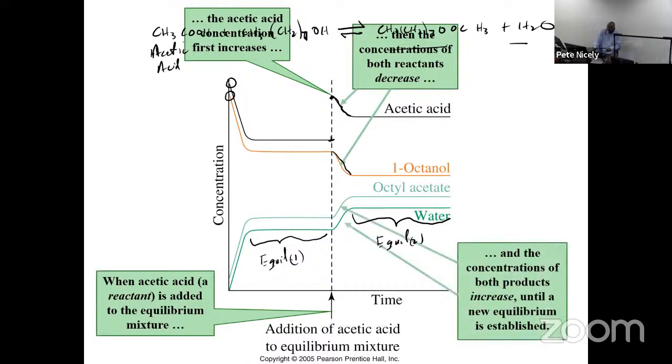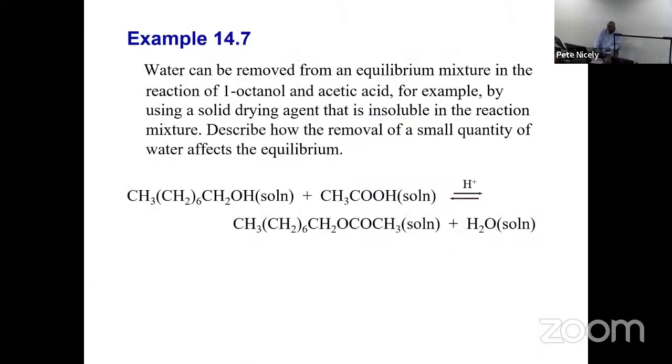Any questions? All right, so here is another example. And again, this is using the same reaction that we just looked at. It says water can be removed from the equilibrium mixture in the reaction of 1-octanol and acetic acid, for example, by using a drying agent that is insoluble in the reaction mixture. Describe how the removal of a small quantity of water affects equilibrium. Okay, so this is the same equation that we talked about before.